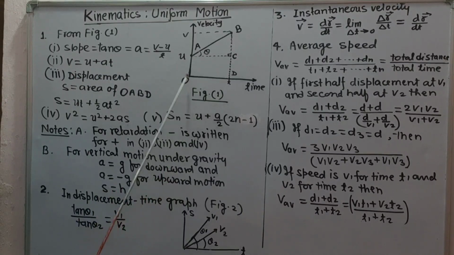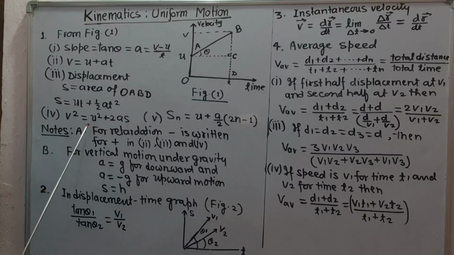Area enclosed by this curve with the time axis gives the total displacement, which is s is equal to ut plus half at square. And from these two relations we can find v square is equal to u square plus 2as. Displacement in nth second is given by the formula Sn is equal to u plus a by 2 into 2n minus 1.